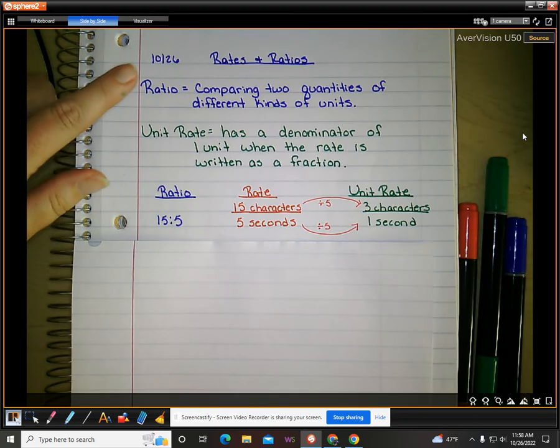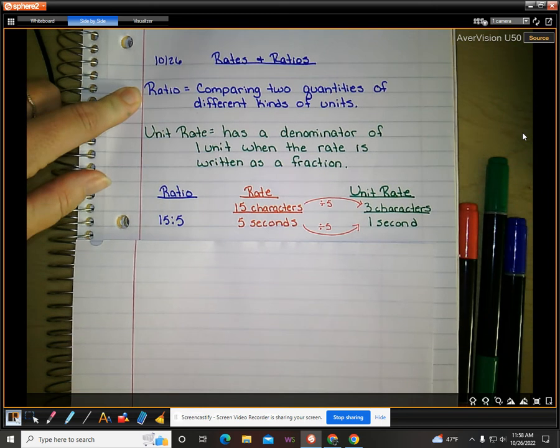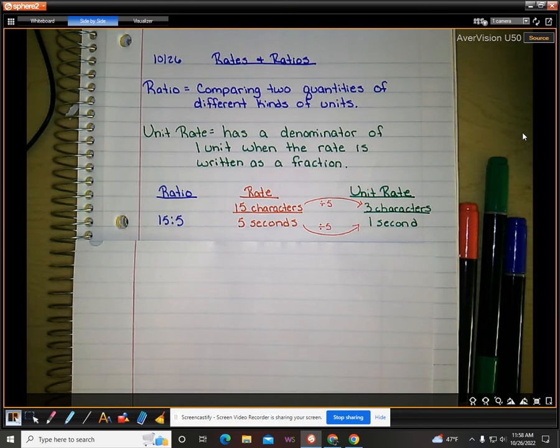All right. So a ratio is when you're comparing two quantities that are different kinds of units. Okay. Miles in an hour. Number of points scored in a quarter. Points scored in a half. Okay. They are comparing two things, but the units are different. All right. When you're driving a car, you're looking at miles compared to an hour.